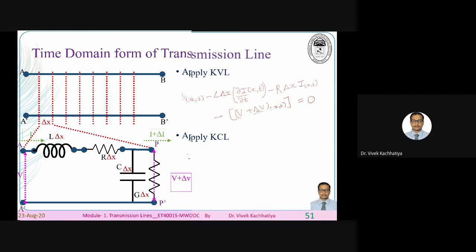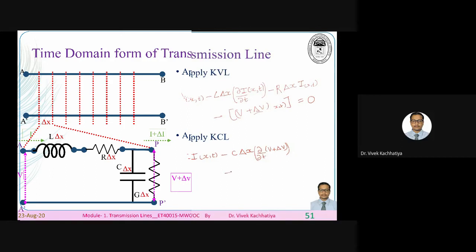When I apply KCL, what current equation will I get? I of X comma T, the input current, minus C delta X, d by dt of the particular voltage which is stored inside this capacitor, minus conductance, that is V plus delta V.